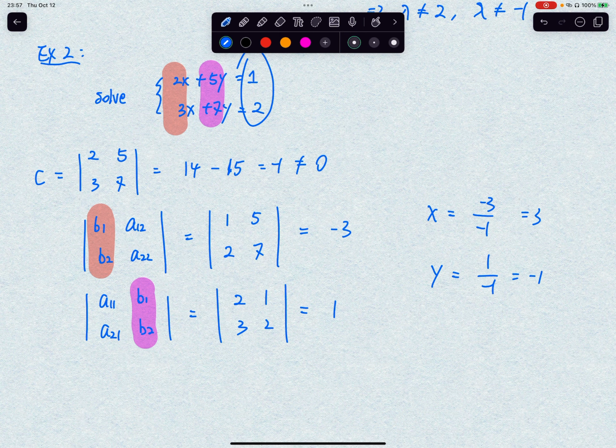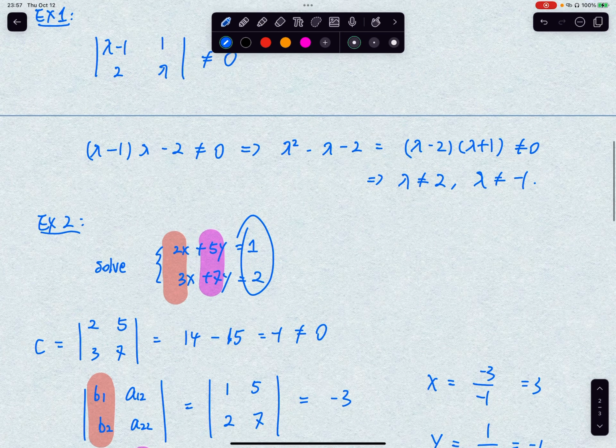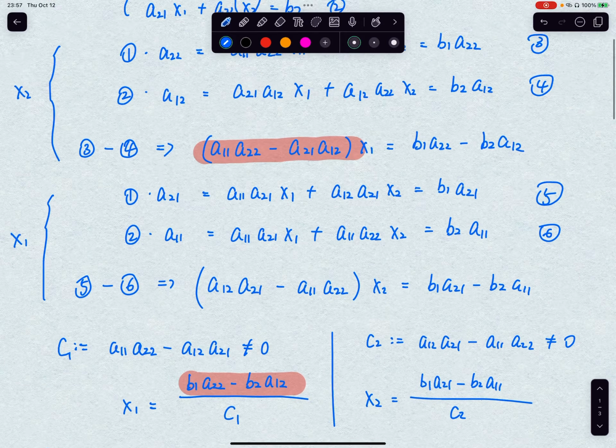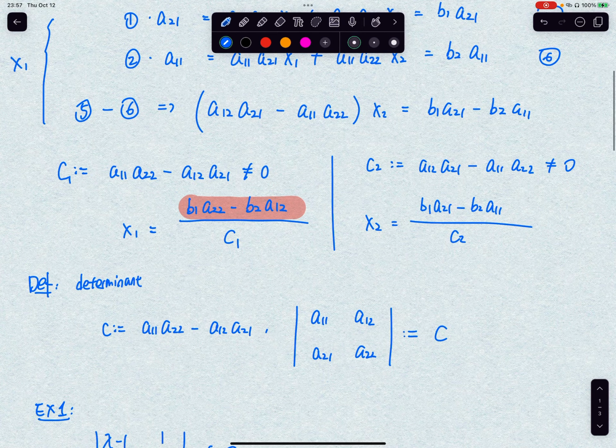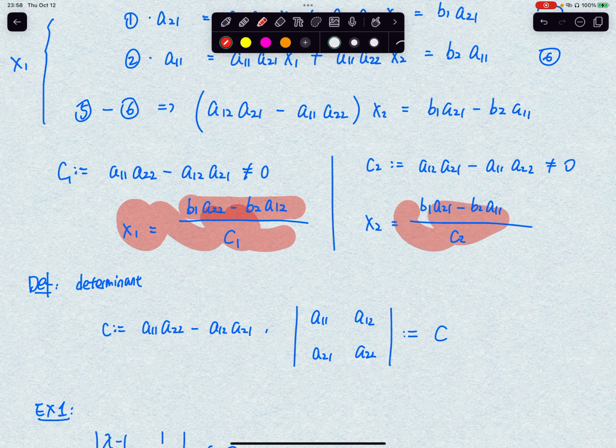So our algorithm in solving the linear equations is, first, we find the determinant of the linear system to find out whether it vanishes or not. Since if it vanishes, then we have no solutions. So if the determinant is non-zero, we can proceed by these two equations to find the solution of the linear system.